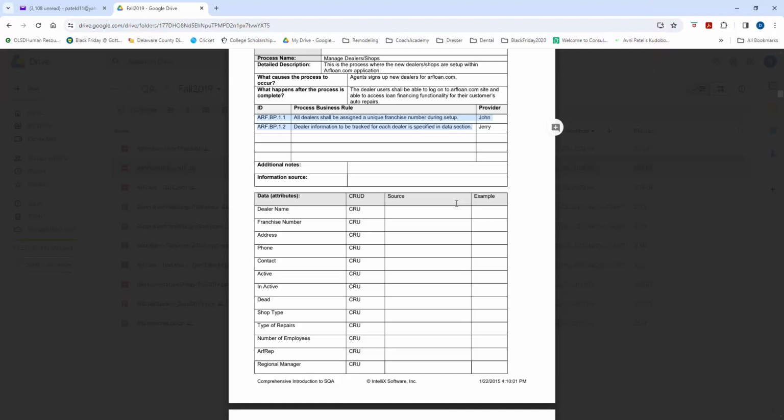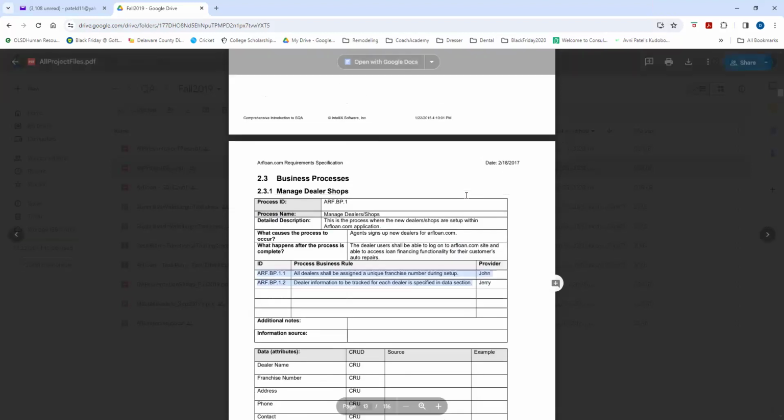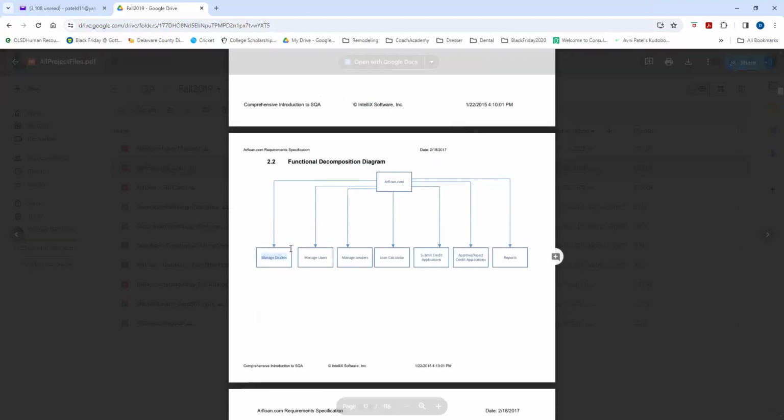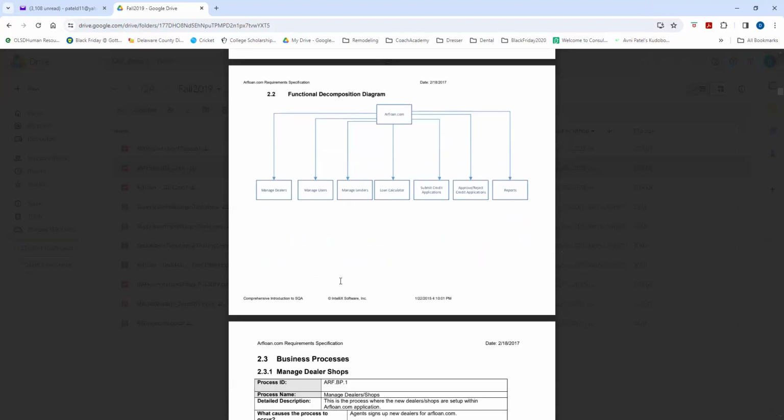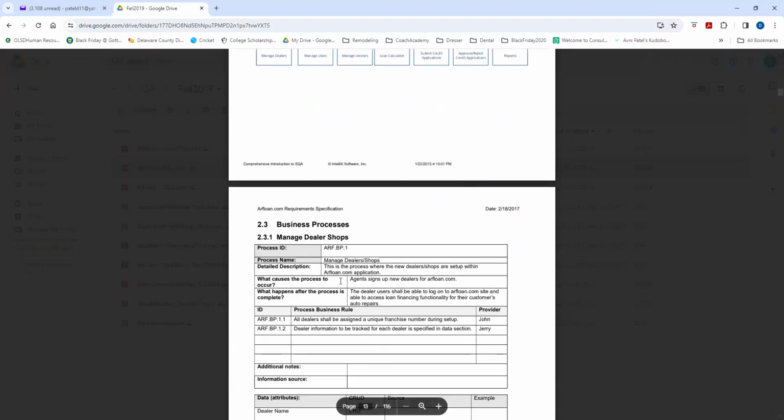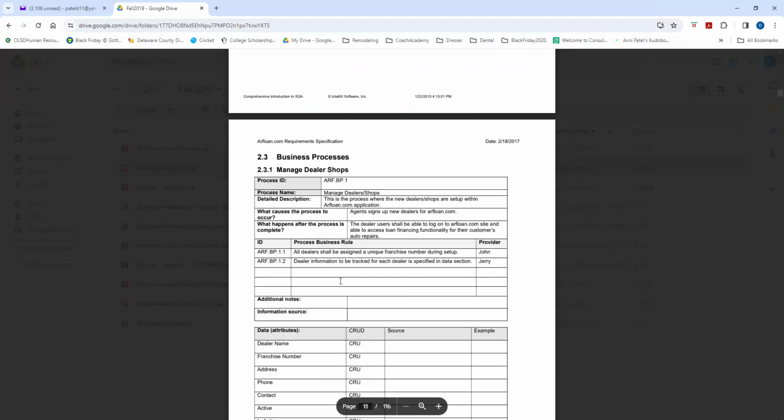So let me just add something here. If you look at the functional decomposition, it talks about the different capabilities. So you have managed dealers, managed users, managed lenders, loan calculator. These are high level functionality within the system. And the business process diagram is one level down for every function. So you have managed dealer, and now you are going into a little bit further detail for managed dealers and talking about what is involved in managing a dealer.